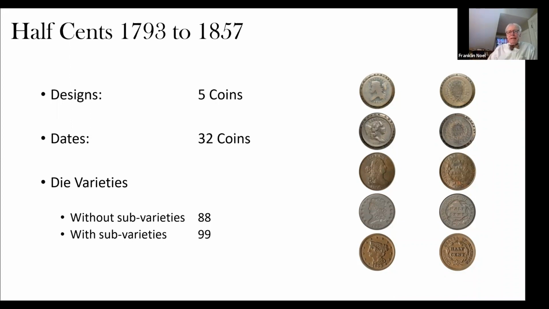Die variety collectors will need 88 coins to complete a set limited to obverse-reverse die marriages, that is, excluding all the subvarieties. Several die marriages are difficult, but not impossible to acquire. For the truly dedicated die variety collectors who want a collection that includes all subvarieties, that is a task that can be completed by only 1 half-cent collector at a time. It requires 99 coins, including the 1794 C6 with large edge letters, of which only 1 is known.